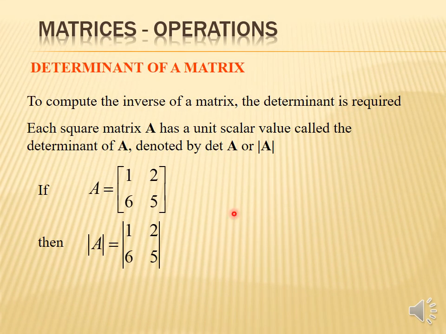Now student, to compute the inverse of a matrix, the determinant is required. Each square matrix A has a unique scalar value called the determinant of A, denoted by det A or absolute value of A. You can write matrix A as given by this, and the determinant of A you can write in the form of this.